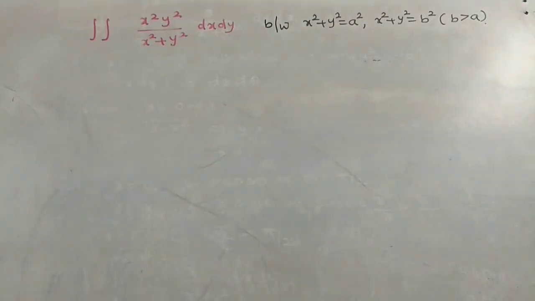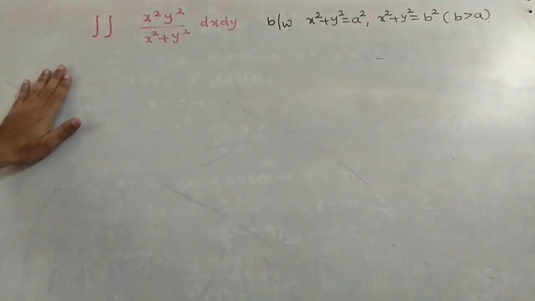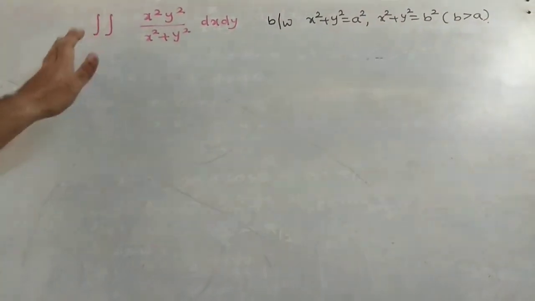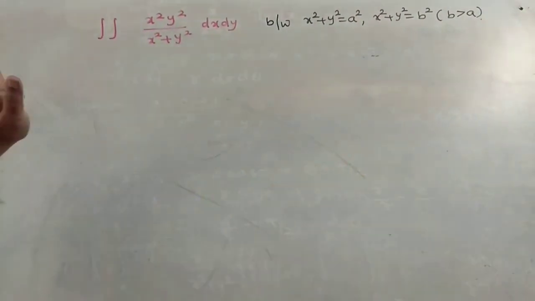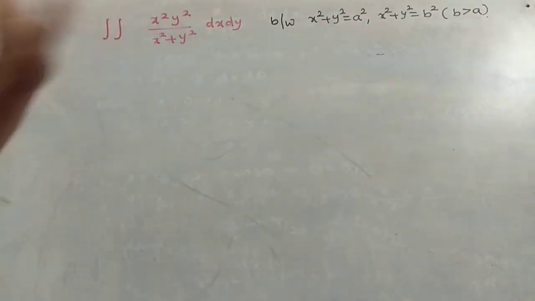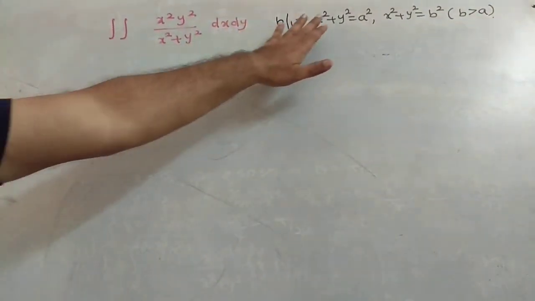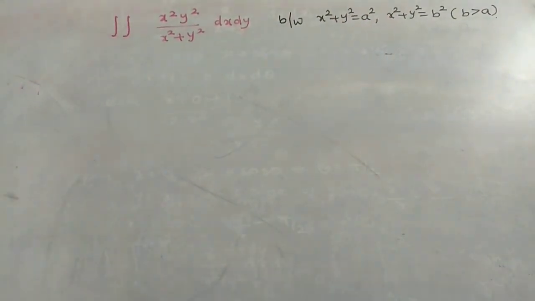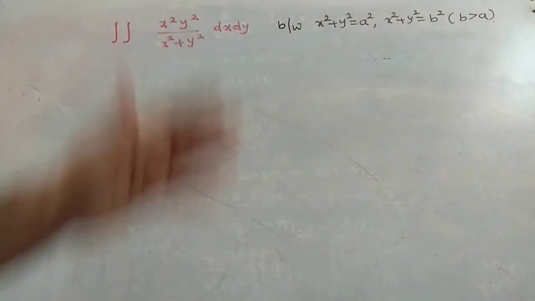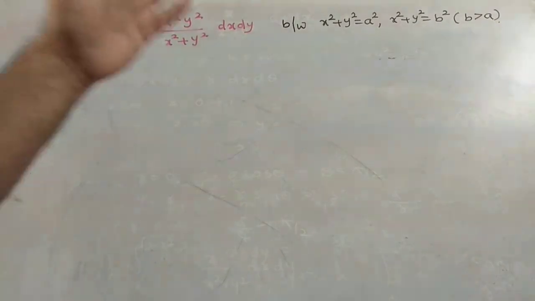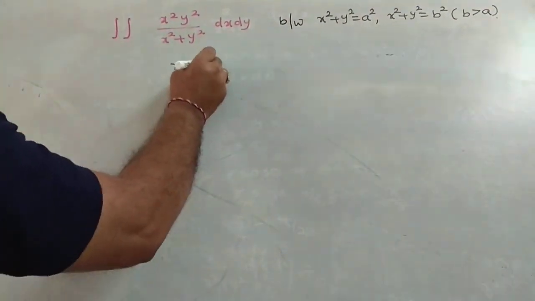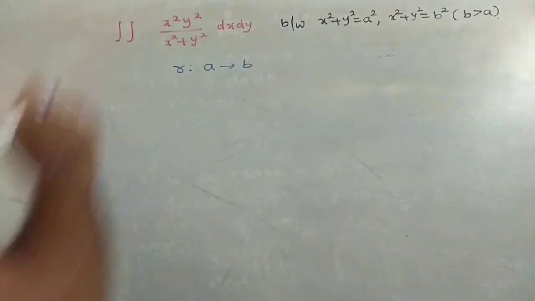Only the thing is, the first two tasks are very important. x, y converted into r and theta, dx dy can be taken as r dr d theta. Problem is only the limits. Look at the problem. x square plus y square equal to a square, x square plus y square equal to b square. Clearly, in the place of r square, we are having a square and b square. So you can say that r limits are nothing but a to b, lower limit to upper limit.